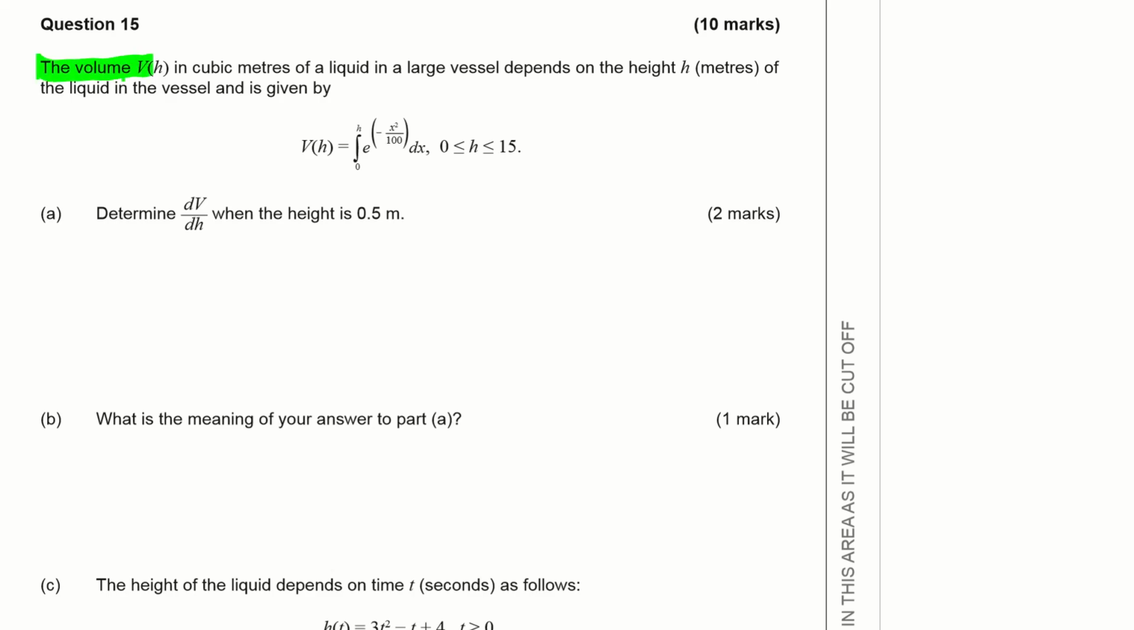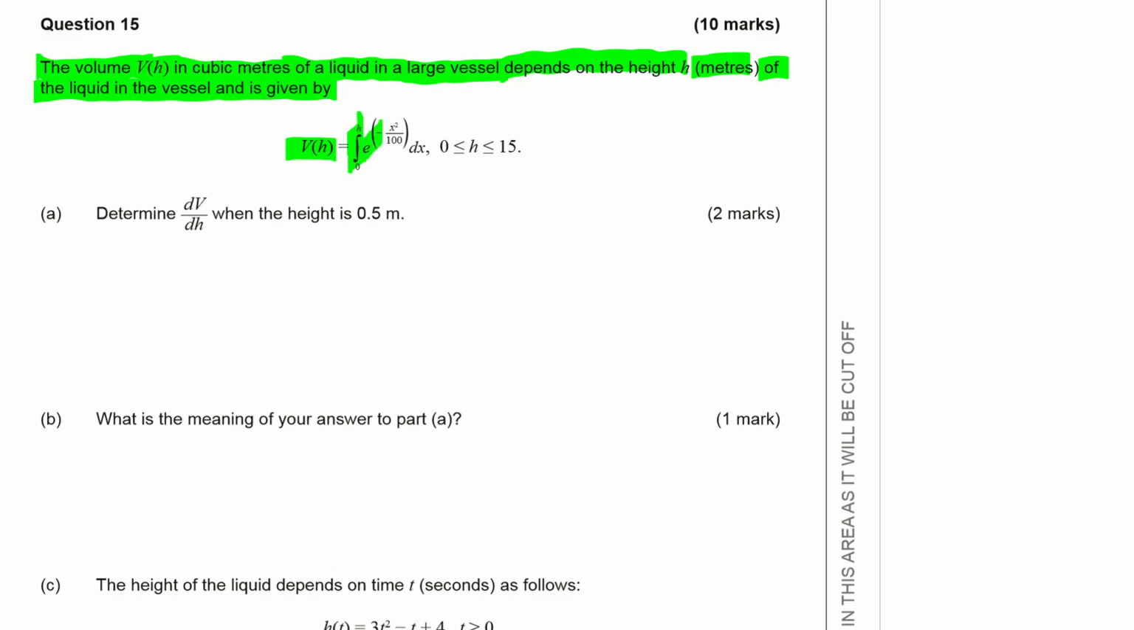The volume, V of h, in cubic meters of a liquid in a large vessel depends on the height in meters of the liquid in the vessel and is given by this integral here. V of h is the integral from 0 to h of e to the negative x squared over 100 with respect to x, where h is between 0 and 15. We're asked to determine dV/dh when the height is 0.5 meters.